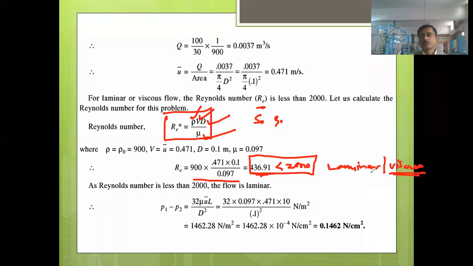If the flow is laminar flow or viscous flow, then we can go for the Hagen-Poiseuille equation. That is nothing but this equation we can use.